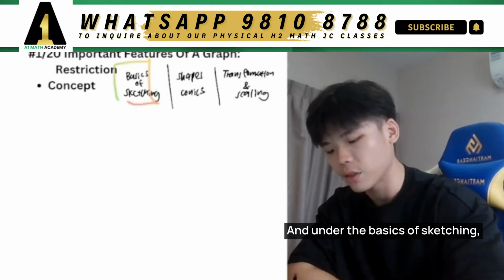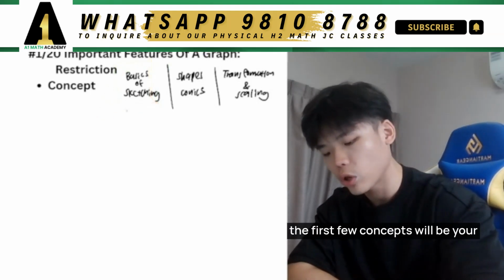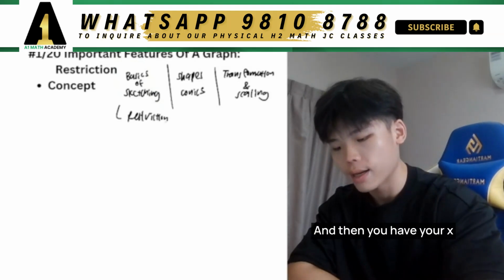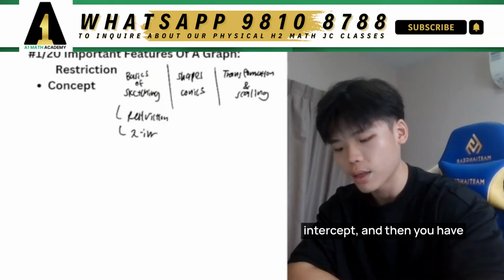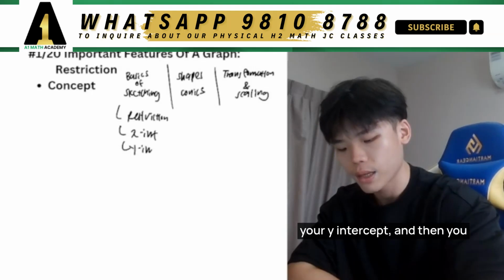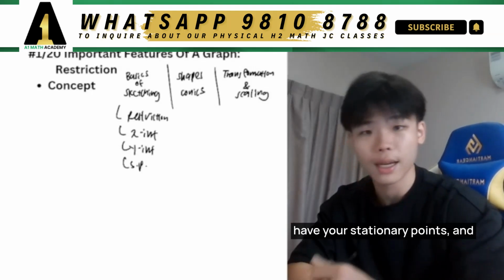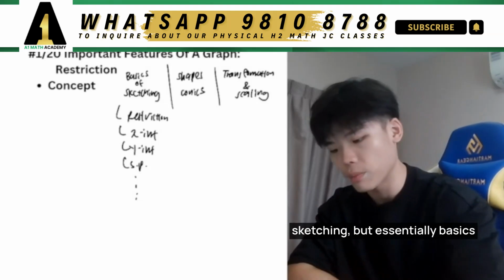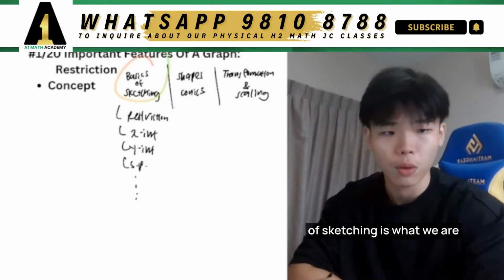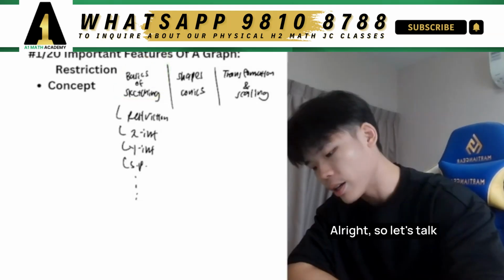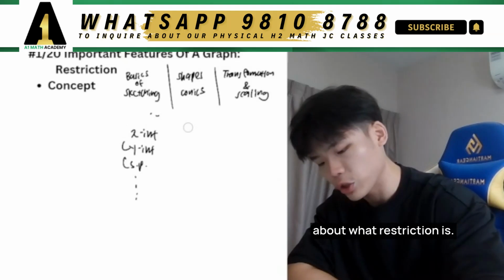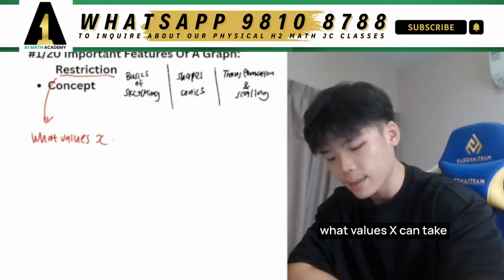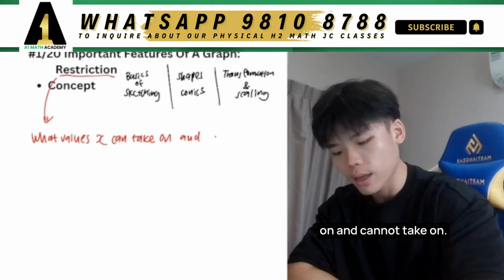Under the basics of sketching, the first few concepts will be your restriction, which is what we're going to be going through now. And then you have your x-intercept, and then your y-intercept, and then your stationary points, and so on and so forth. I'll let you know once we are done with the basics of sketching, but essentially that is what we are going to be focusing on right now. All right, so let's talk about what restriction is. Restriction is basically what values x can take on and cannot take on.